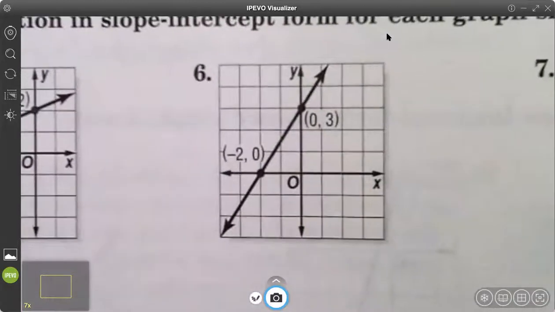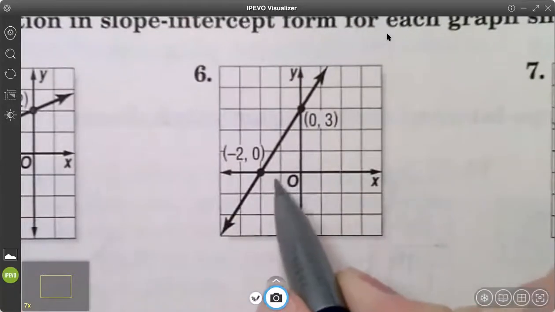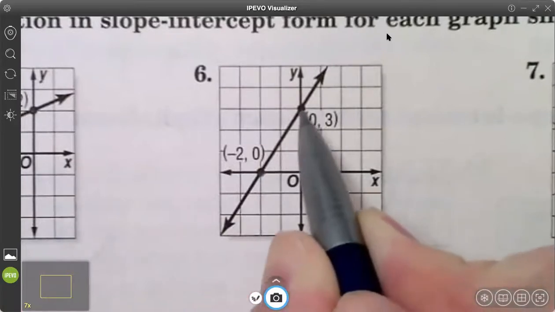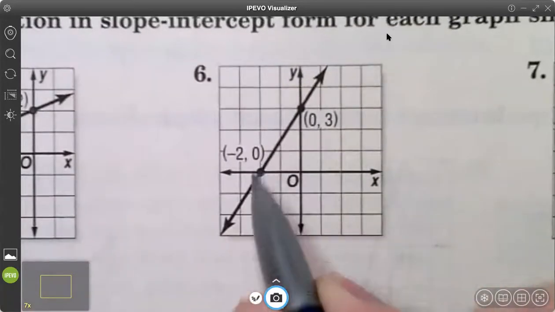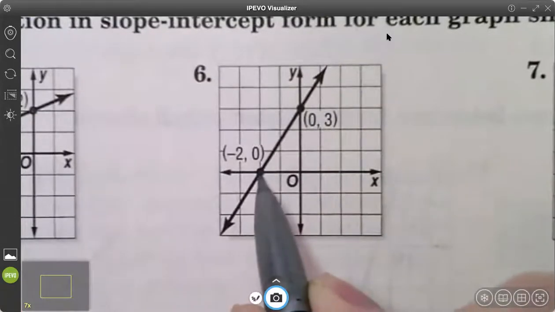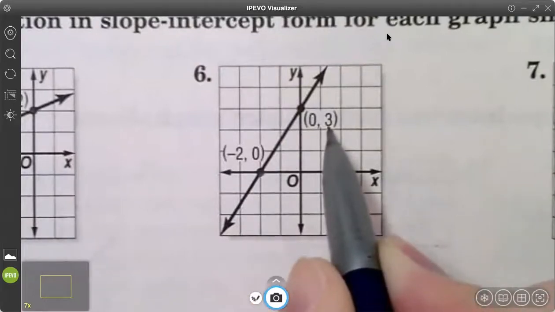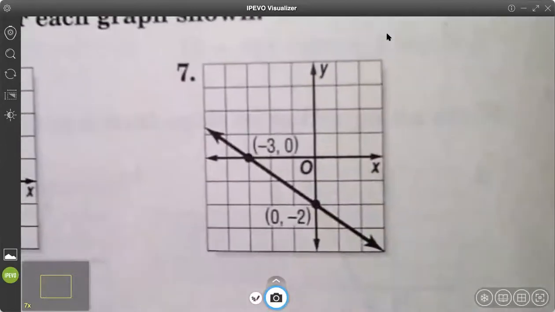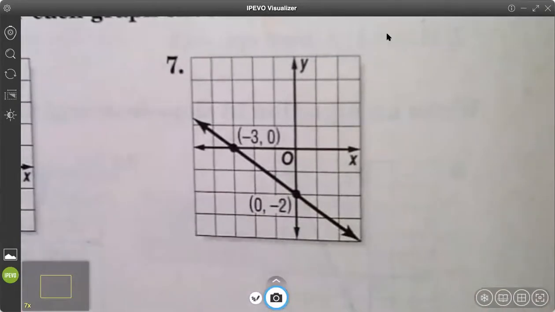What are the intercepts for number 6? Number 6 intercepts the x-axis at negative 2. It intercepts the y-axis at positive 3. Notice that the coordinates for any intercept always contain a 0. If your x-intercept is negative 2, then the xy coordinate is negative 2 comma 0. I have a y-intercept of 3, and my coordinate is 0 comma 3. Here's another one. Your x-intercept is negative 3. Your y-intercept is negative 2. Let's look at one where the answer is not given.